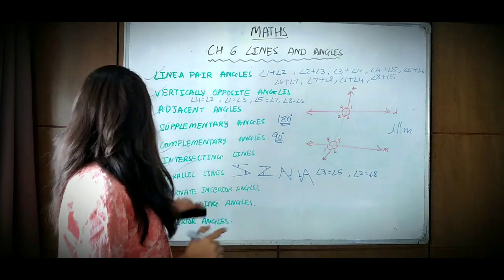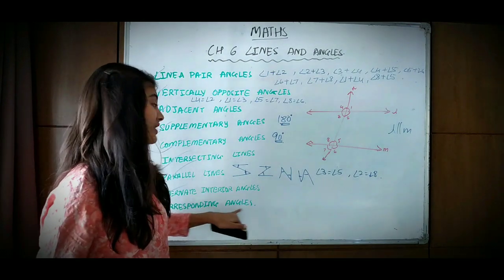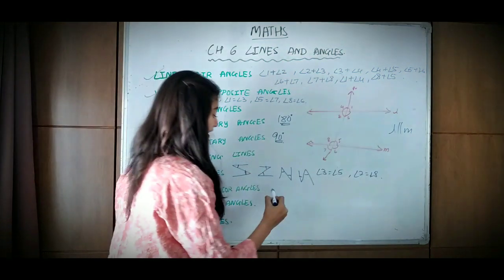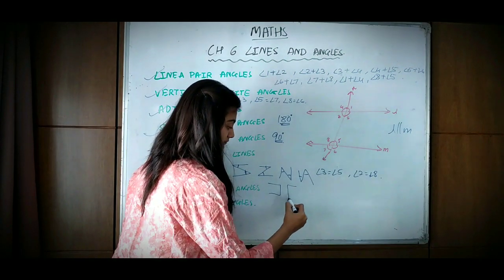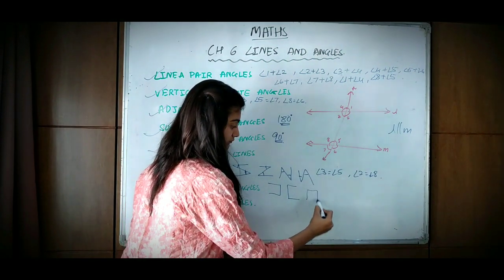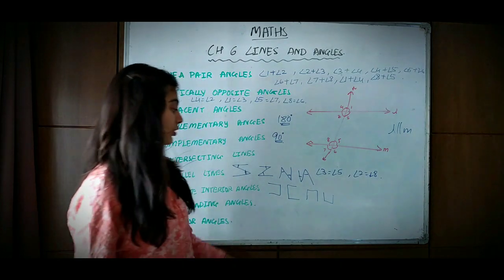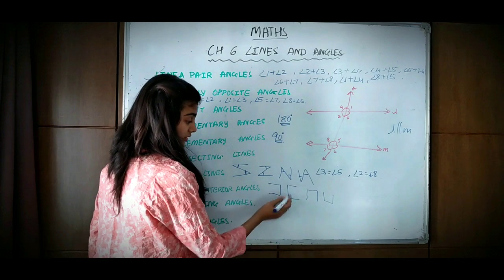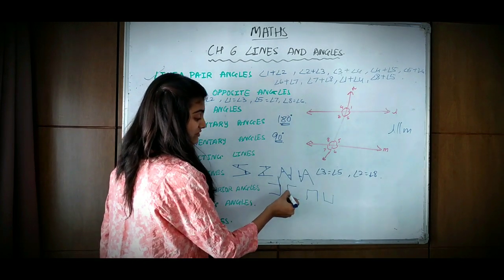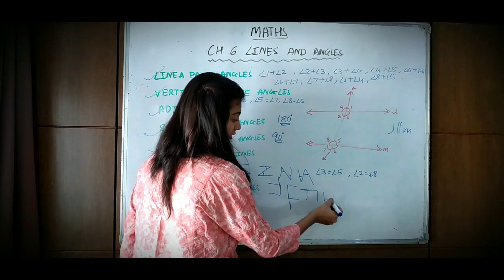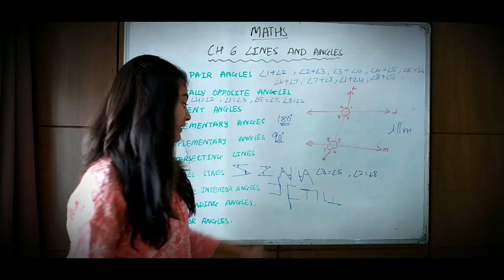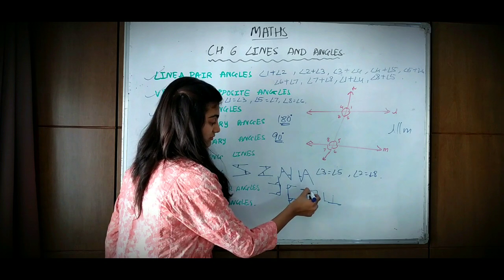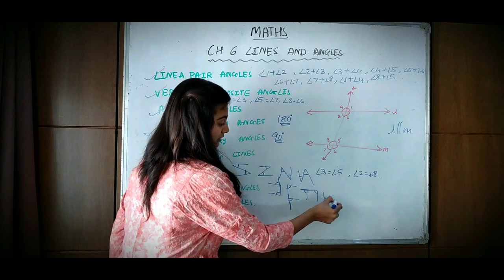Then comes corresponding angles. Corresponding angles are the angles which form a C, or rather the angles which form an F. Angles forming an F are corresponding angles. They can be any angles.